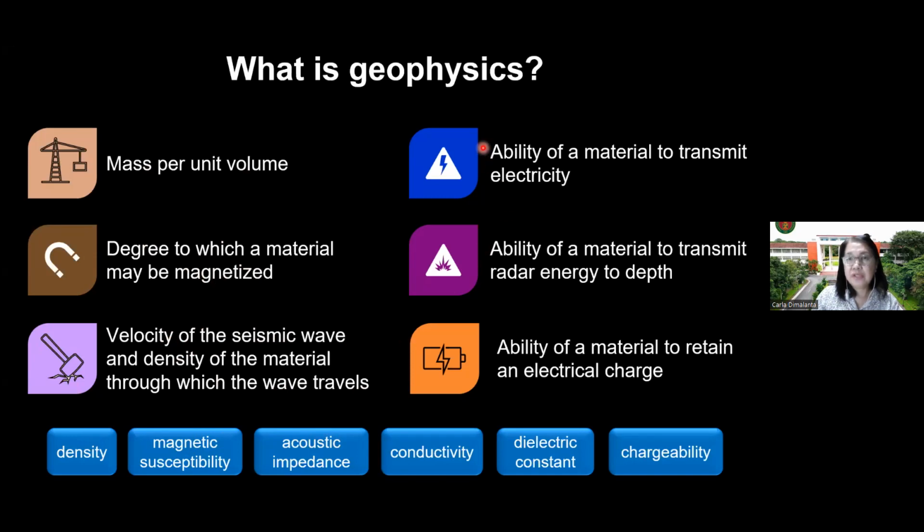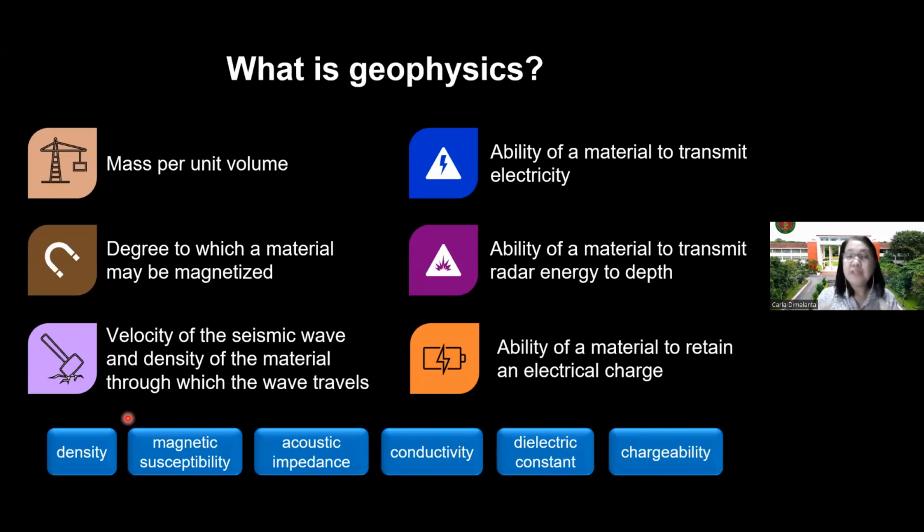And then, of course, we have rocks and minerals which are able to transmit electricity. So in that sense, we look at their conductivity. There are also materials that are able to transmit radar energy to depth, and that property is known as dielectric constant. And there are materials, rocks, and minerals that are able to retain an electrical charge, and we call that chargeability. So these physical properties are the parameters that are being measured by various geophysical equipment.